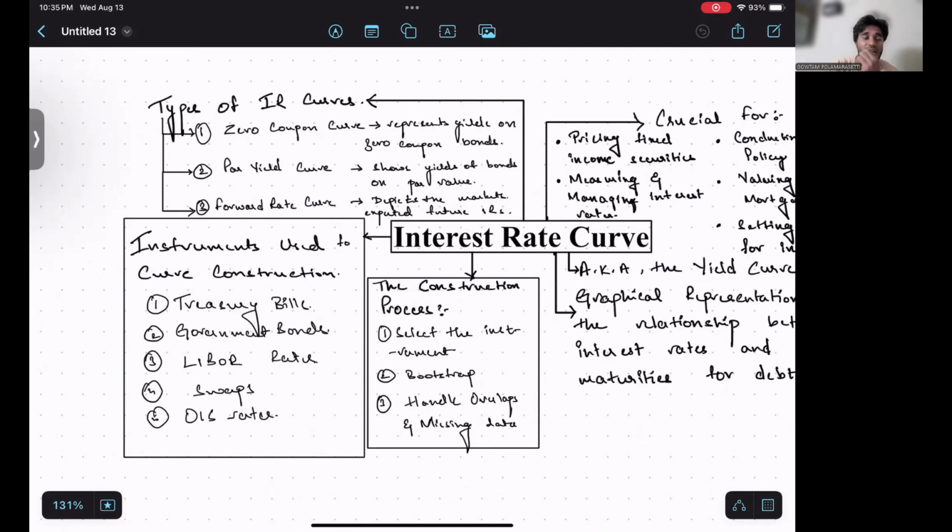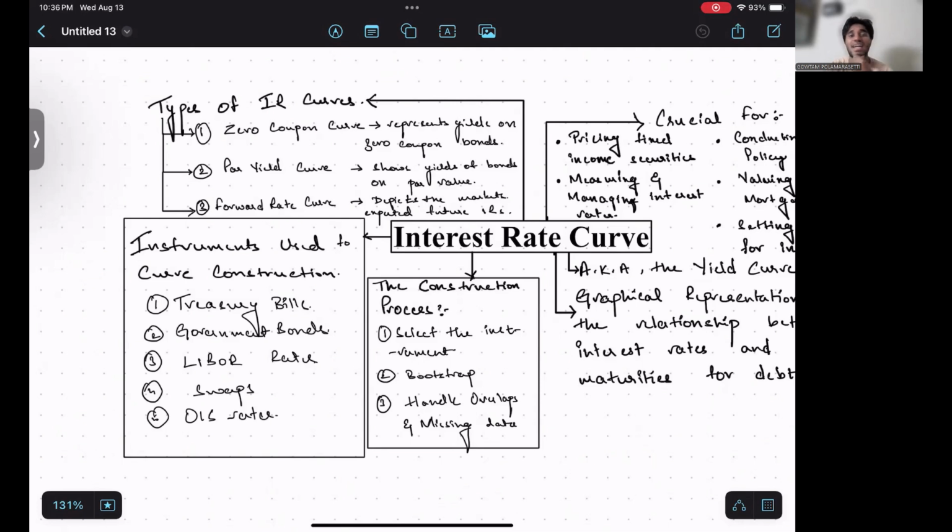The next ones are LIBOR rates, which stands for London Interbank Offered Rate, formerly a benchmark for short-term rates. The next ones are swaps, which are interest rate swap contracts exchanging fixed and floating interest rates. The next one is OIS rates, which are overnight index swaps, reflecting the overnight borrowing rate. For curve building, we assume market data such as quoted interest rates or prices, settlement dates and maturity dates, coupon payment schedules, day count conventions, and compounding frequencies.